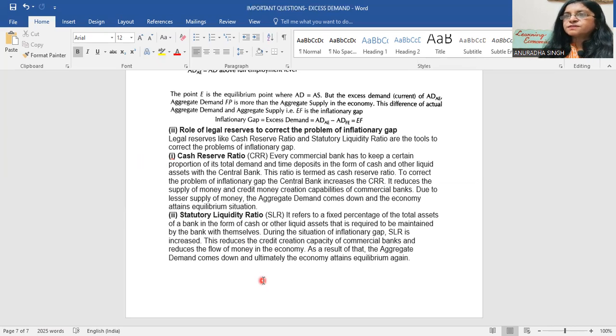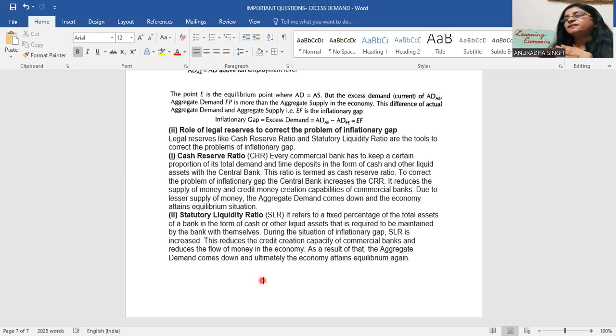So students, you must understand two main things, that there can be only two situations in the economy. Either there will be equilibrium, aggregate demand will be equal to aggregate supply, or there will be disequilibrium when aggregate demand is not equal to aggregate supply. When aggregate demand is not equal to aggregate supply, there will again be two situations, inflation and deflation. In inflation, aggregate demand will be more than aggregate supply. In deflation, aggregate demand will be less than aggregate supply. When aggregate demand is more than aggregate supply, we call it excess demand. When aggregate demand is less than aggregate supply, we call it deficient demand.